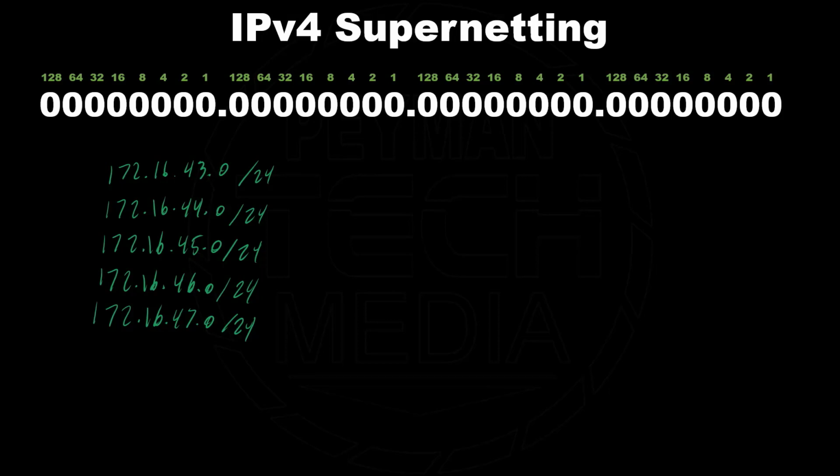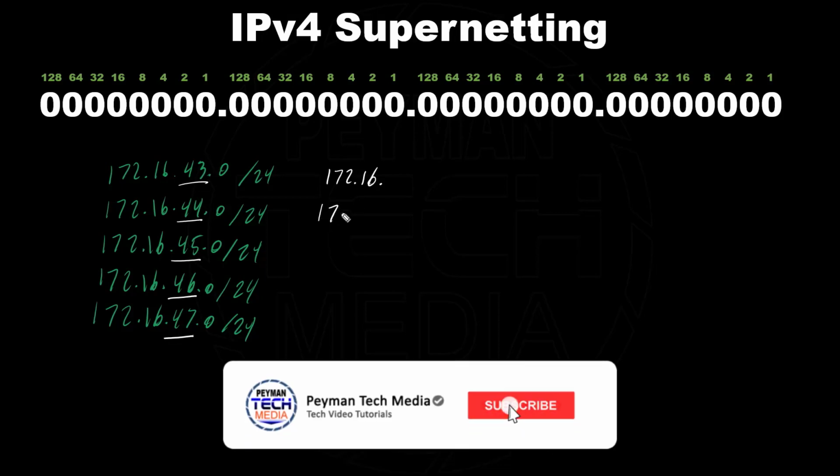So what we have to do first, we have to look at the octet that are not the same. So 172, that's all the same. 16, and so on, all the same. This octet, 43, 44, 45, 46, 47, not the same. And the next step, we need to convert it to binary. So let's write 172, 16, and 43 needs to be converted in binary.